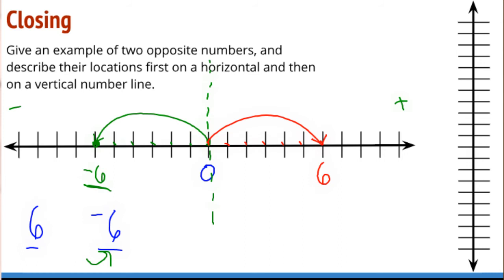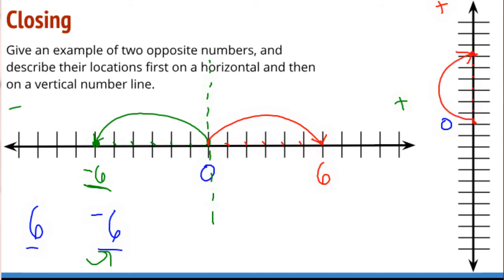I described their locations on the horizontal number line. I explained why they are opposites of each other and how I found them. The only thing I need to do left to finish this is to do this on the vertical number line. So I've got a 0 here, and I'll do the 6 first this time. So I'm at 0, and I'll move in the positive direction. There's my 0. 1, 2, 3, 4, 5, 6.